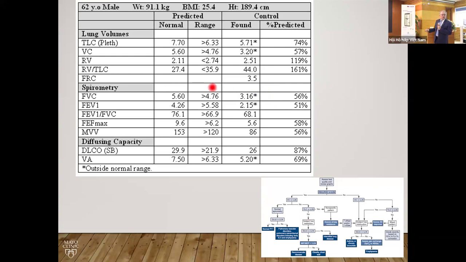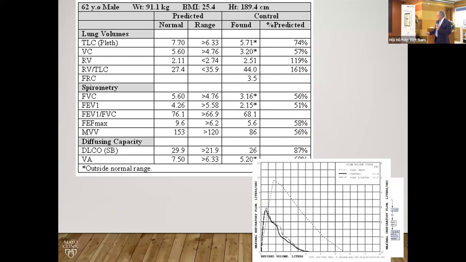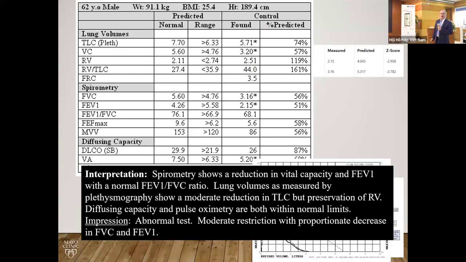Oh, by the way, his FVC was also reduced, sorry. So spirometry suggests restriction. Lung volumes confirm restriction. The RV-TLC ratio is a little bit on the high side, but the volumes are bigger or normal compared to his TLC value, right? Then we go down to diffusing capacity, and that is normal. So we have a reduction in vital capacity, a reduction in TLC, but normal RV. So this then falls into complex restriction, right? Normal FRC or RV with a reduced TLC is complex restriction.